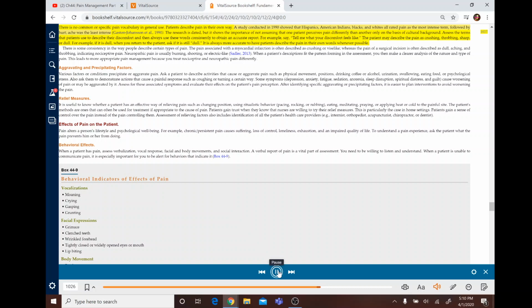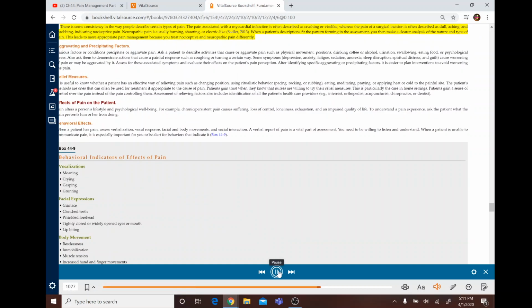cultural background. Assess the terms that patients use to describe their discomfort and then always use these words consistently to obtain an accurate report. For example, say, "Tell me what your discomfort feels like." The patient may describe the pain as crushing, throbbing, sharp, or dull. For example, if it is dull, when you return to the patient, ask if it is still dull. It is always more accurate to have patients describe the pain in their own words whenever possible.